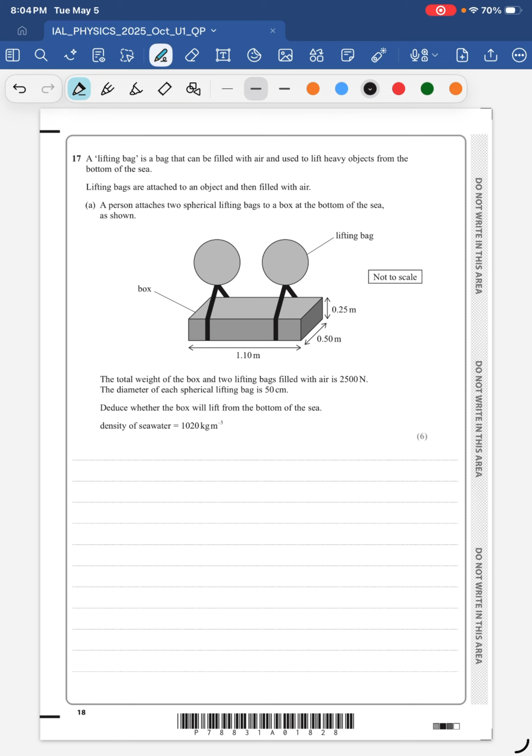So one of them is the lifting bag. I never heard of this thing before, and I live on an island. I'm surrounded by sea. Most people call it paradise. I call it a prison, okay?